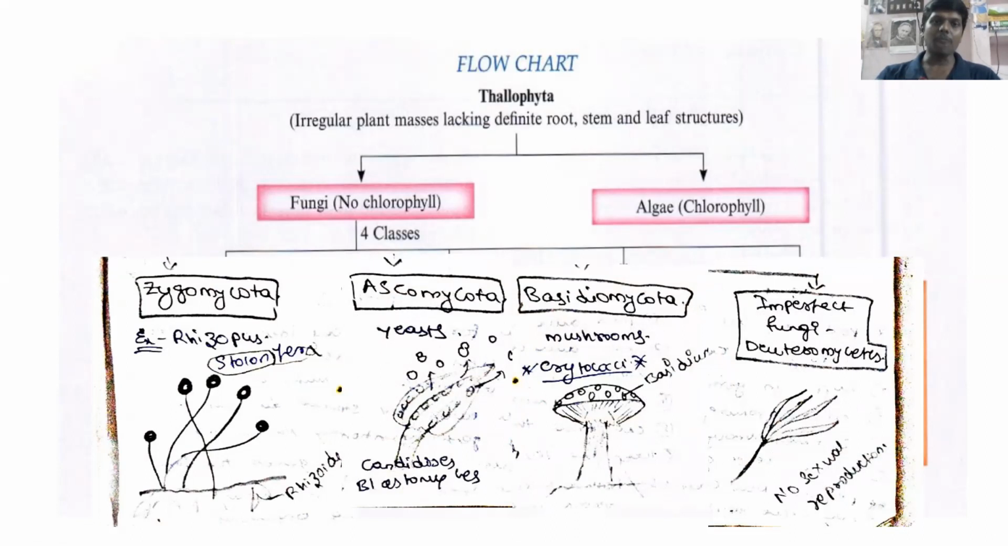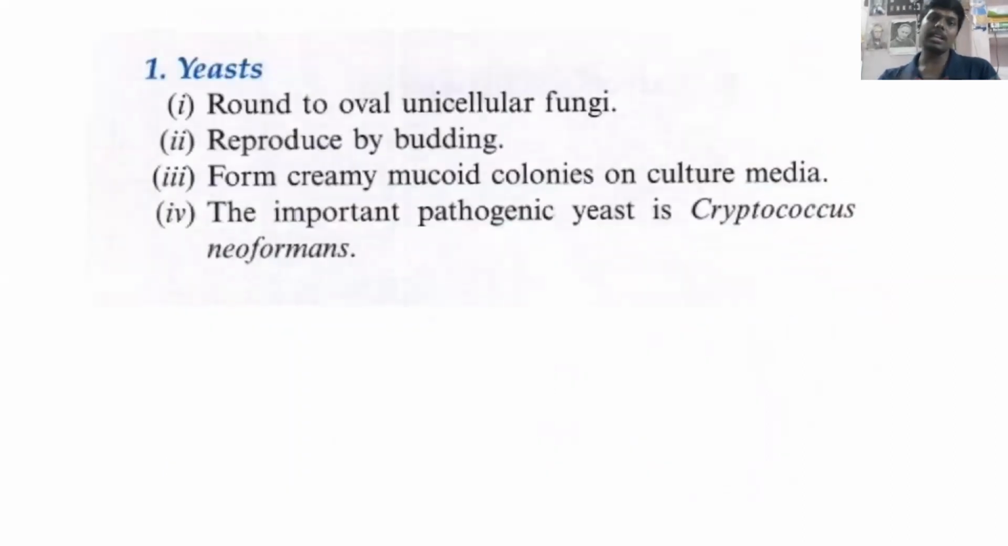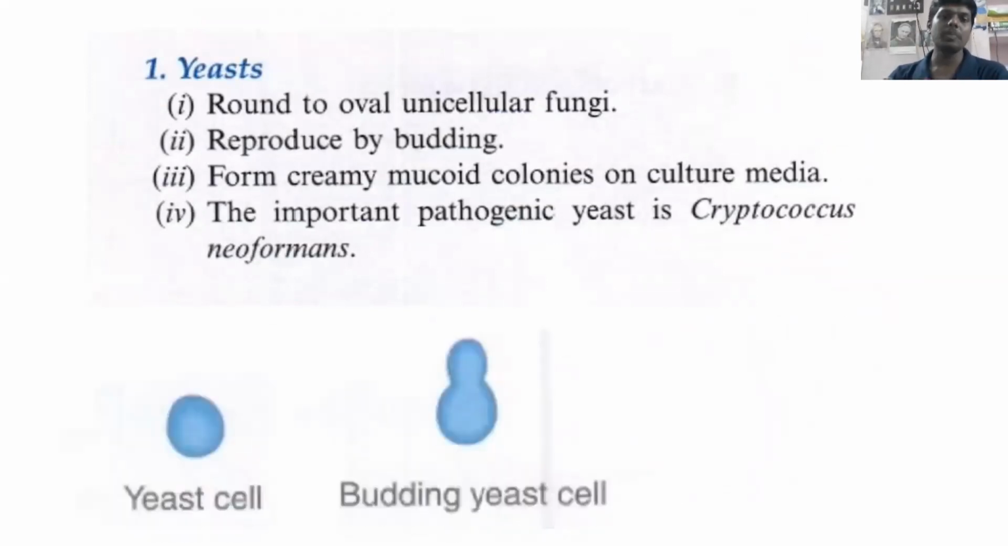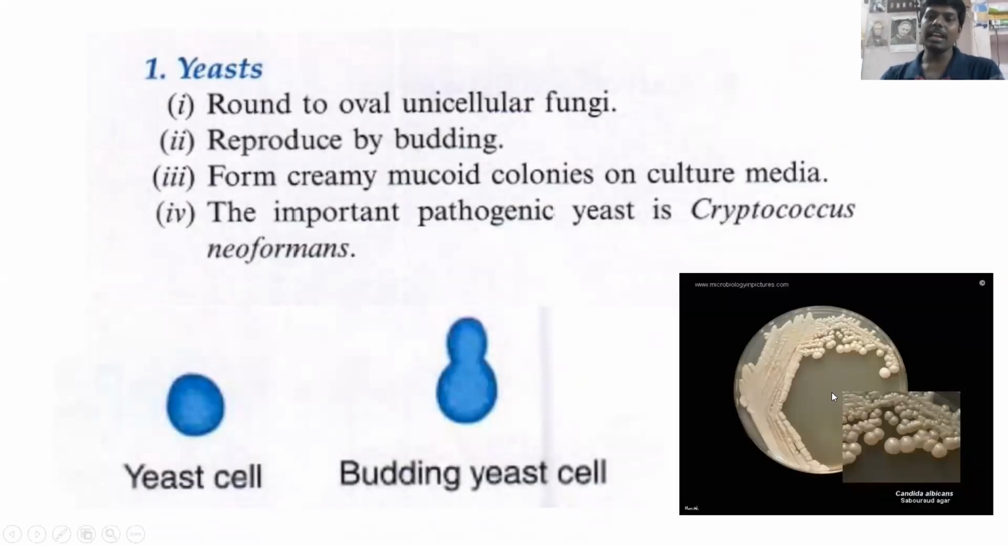Then according to morphological classification, fungi are of types: yeast, yeast-like fungi, molds, and dimorphic fungi. Yeasts are single-celled, unicellular, spherical or oval-shaped bodies, and they reproduce by budding, and they form creamy colonies on the SDA medium. The best example of yeast is Cryptococcus neoformans.